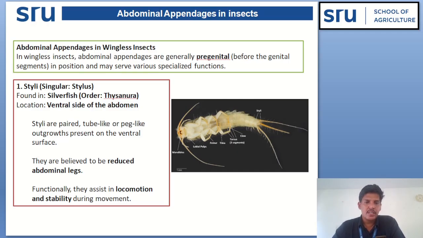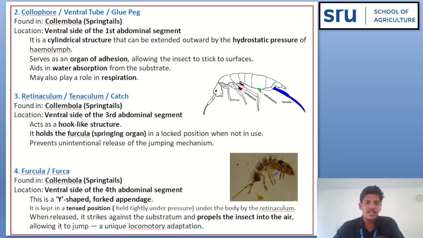Coming to the next abdominal appendage in wingless insects is the colophore, or ventral tube, or glue peg. It is found in Collembola insects, that is in springtails. Colophore is located on the ventral side of the first abdominal segment. See here, this red colored appendage.